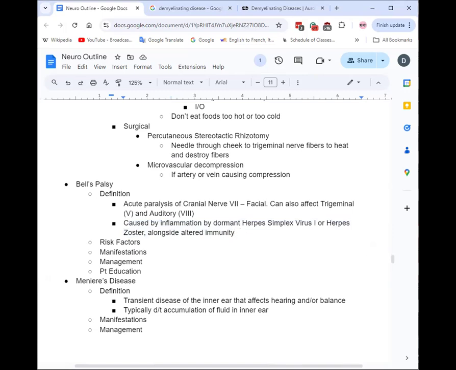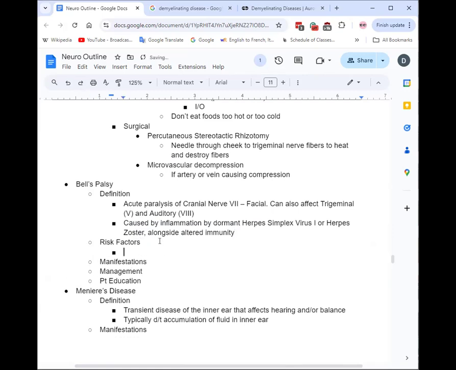What I think could be good is maybe thinking about the risk factors for Bell's palsy. What do you guys think? Was this in your study guide? Let me know what stuff isn't in your study guide, by the way. I don't want to waste time if it's not even going to be tested on.